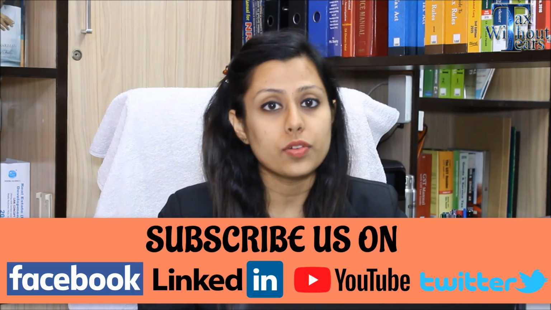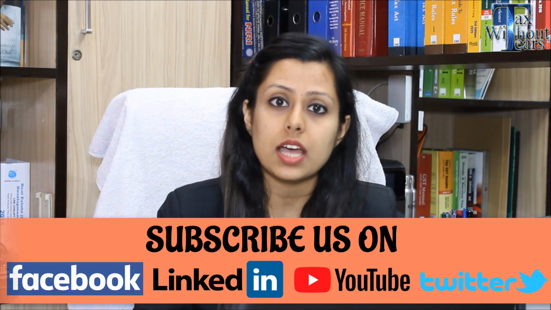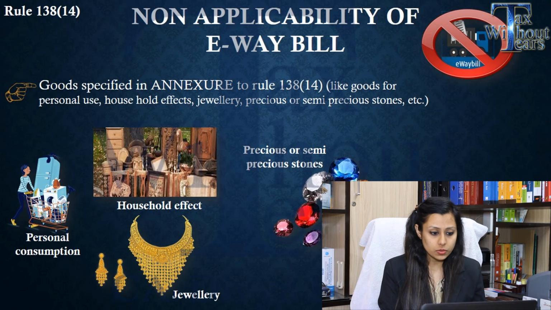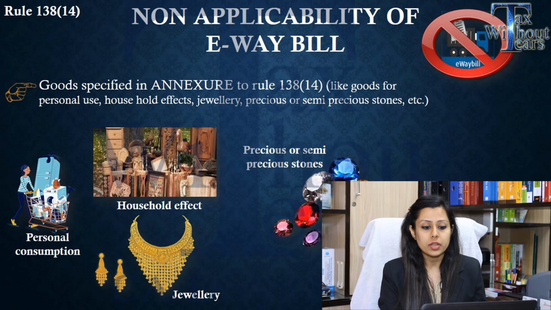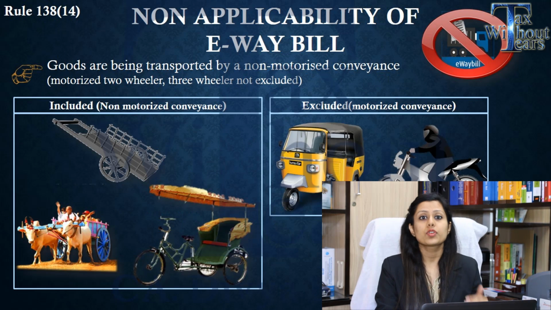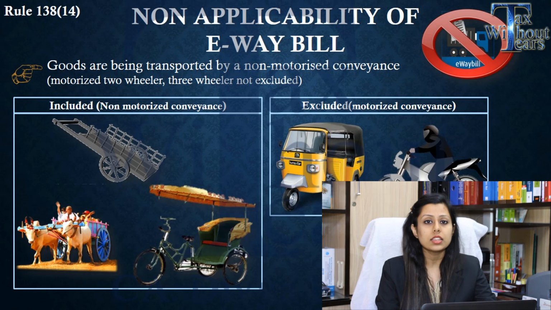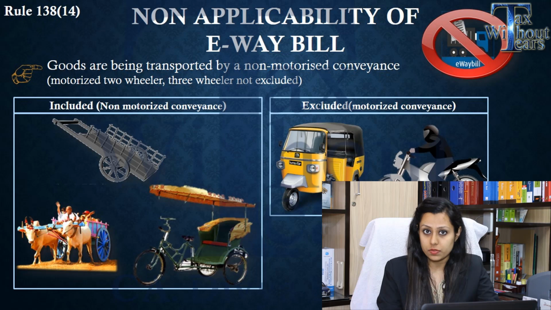Now, starting with the first exemption, there is an annexure to Rule 138 sub Rule 14 which gives you a list of items which are exempted from e-way bill. Some of these items are items for personal use, household effects, jewelry, or precious or semi-precious stones. Second, if the goods are being transported via non-motorized vehicle, then you are not required to generate e-way bill, but in case of motorized vehicles you are required to generate the e-way bill.